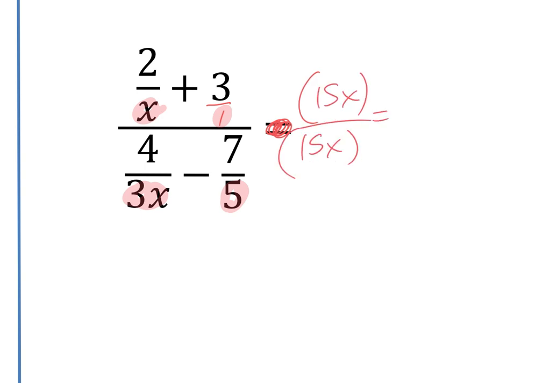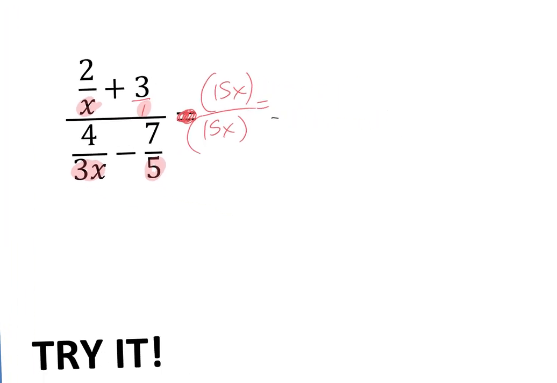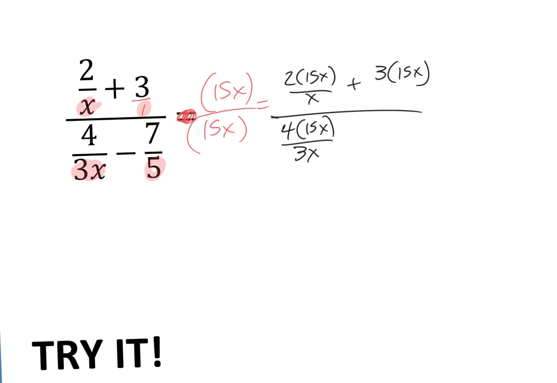Okay, what does that look like? Well, I'm going to write out what it would look like for you, but again, this would probably be mental math for the most part. But let's just break this out. What would I have? This would be like saying 2 times 15x over x plus 3 times 15x over 1, but we don't have to write that. 4 times 15x over 3x minus 7 times 15x over 5. Okay, where do we go from here? Well, this is the whole idea. These x's would cancel out, so you really just have 2 times 15, which is 30, plus 3 times 15 is 45x.